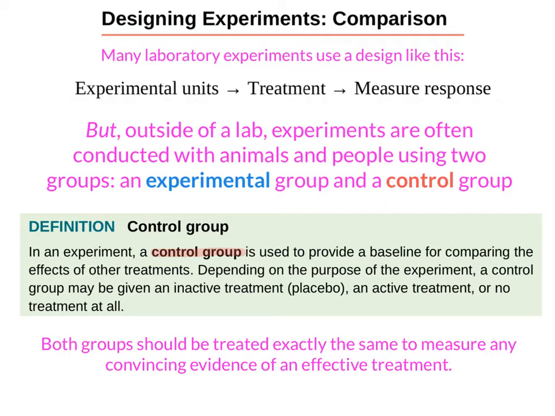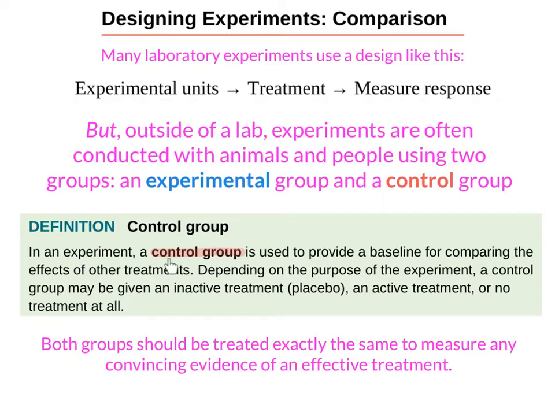But outside of a lab, experiments are often conducted with animals and people, for example. And we often use two groups because there are a lot of variables that can affect an experiment on animals and people. So those two groups are an experimental group. Those are the ones that get the treatment. They get the supplement, for example. They drink the caffeine. And then there's a control group, and those don't receive the actual treatment, but they don't know that they haven't received that actual treatment.